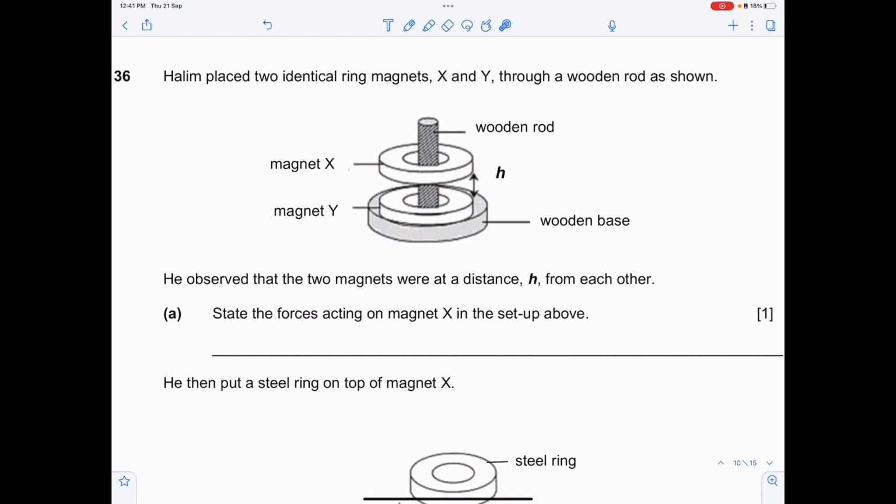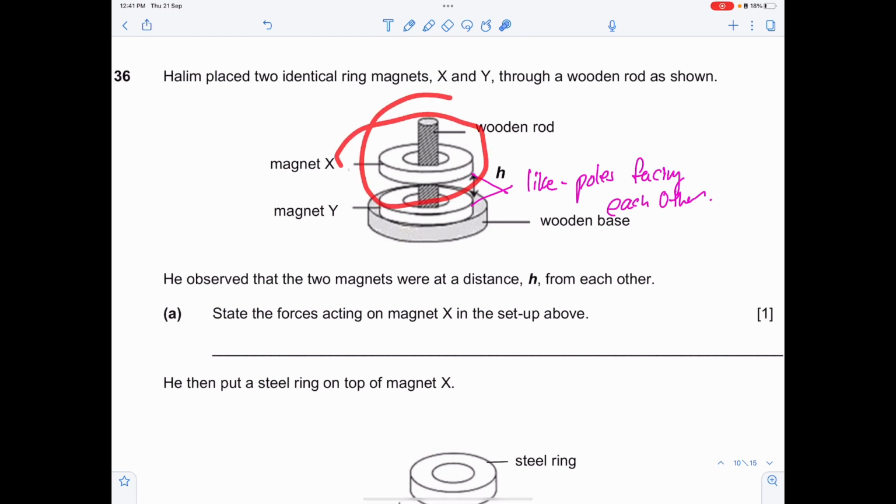The only way they will repel is if these two have like poles facing each other. This word facing each other needs to be there, if not 0 marks, and hence they repelled. Now remember, we have thought through this already. I have checked with all the other teachers, we have agreed. So like what I told you previously, if it's floating, the correct answer is to say that the repulsion force of the magnet is equal to the gravity. So that's why it's not moving, it is just suspended.